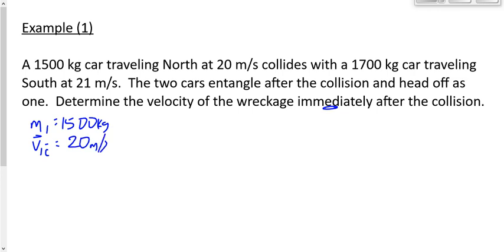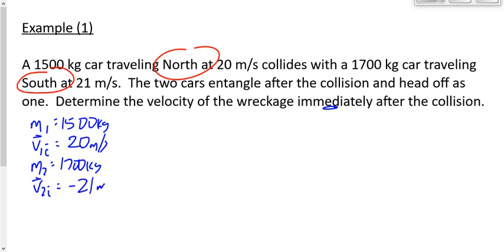Oh, what should I have done here? What should I have done that I didn't do? Direction, north and south, right? V1I is 20 meters per second. Let's say M2 is 1,700 kilograms, and let's say v2I, that's the initial velocity of car 2, is negative 21 meters per second. Negative because it's to the south.